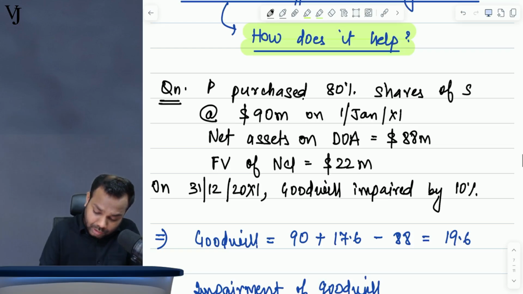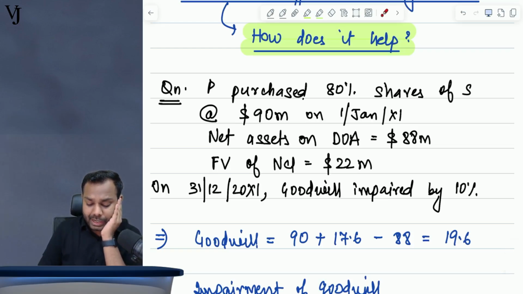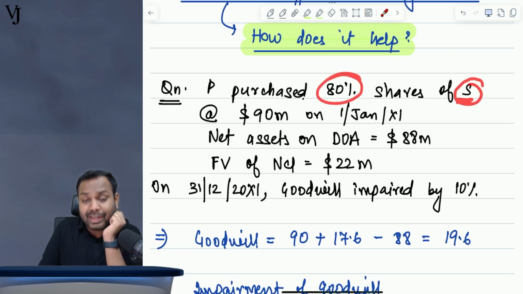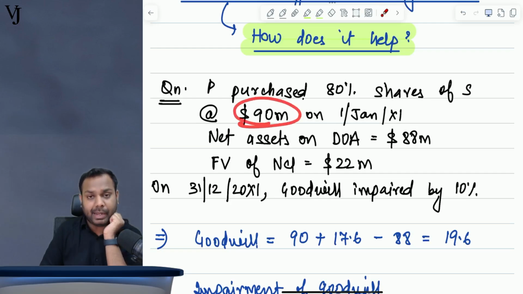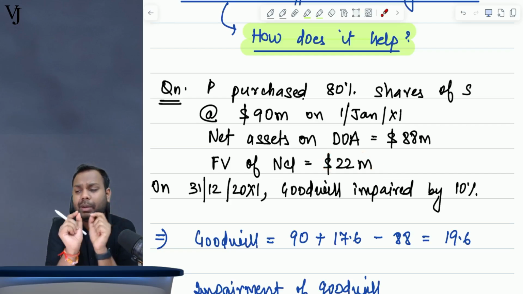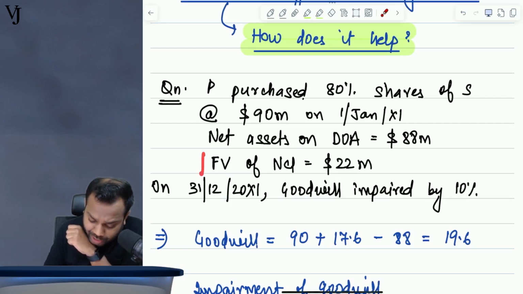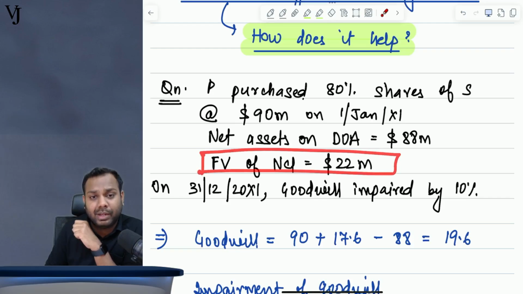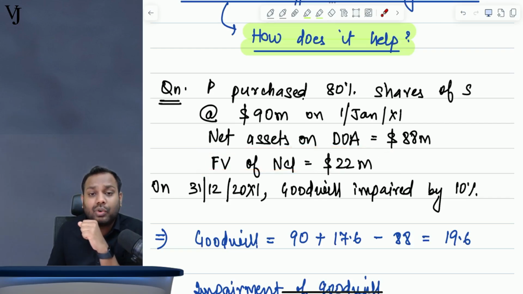So let's suppose parent P purchased 80% shares of subsidiary S at $90 million on 1st January 20x1. Net assets on date of acquisition is $88 million and the fair value of NCI on date of acquisition is $22 million. Now tell me, here the fair value of NCI is given, meaning thereby NCI is at fair value model, right? So if NCI is at fair value model, we will take the fair value of NCI to calculate goodwill.